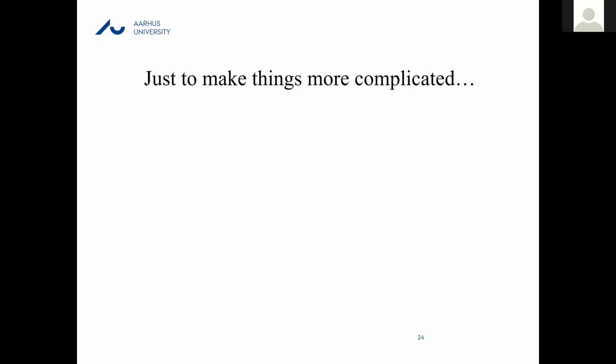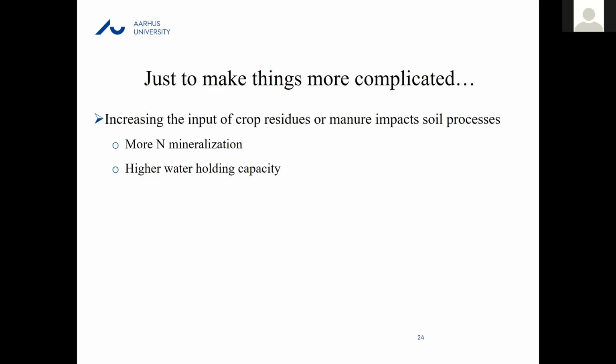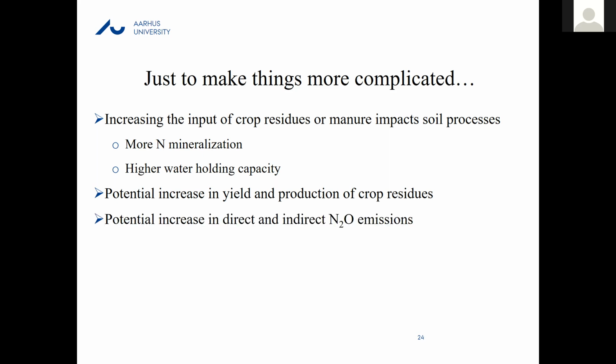Just to make things more complicated, increasing the input of crop residues or manure impacts soil processes, in part because nitrogen is added along with the carbon, so nitrogen mineralization increases, and partly because organic matter increases the water holding capacity of the soil. Both of these processes could potentially increase the yield and production of crop residues. And the increased nitrogen mineralization might also lead to an increase in nitrification and denitrification, and therefore increased direct and indirect N2O emissions.